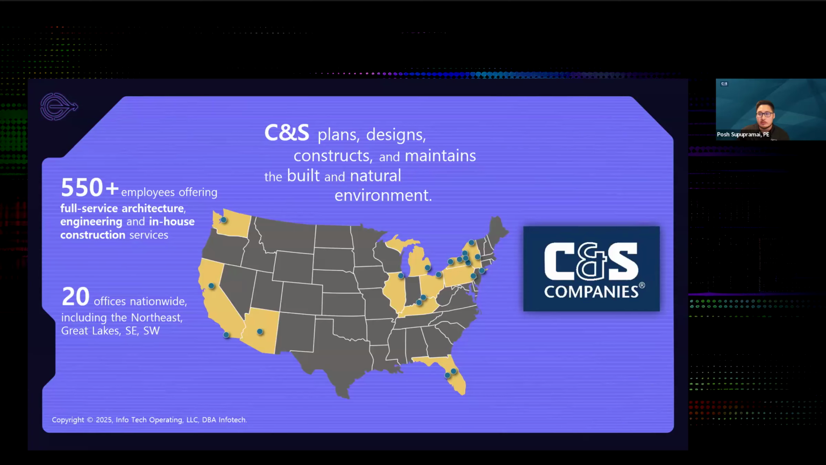Just a quick overview of who we are at C&S Companies. We have 20 offices nationwide with 550 plus employees offering full service AEC consulting. And we have 125 dedicated folks within our aviation group, which makes us one of the largest aviation focus groups in the country.